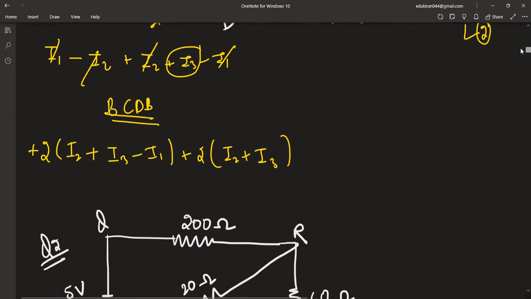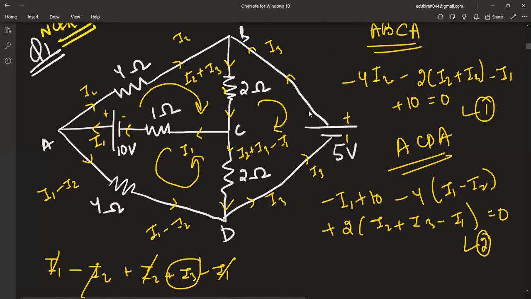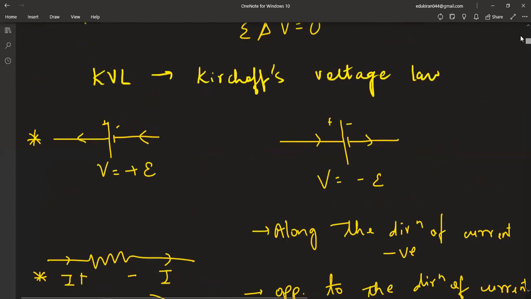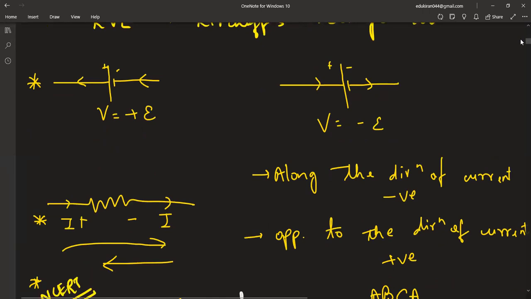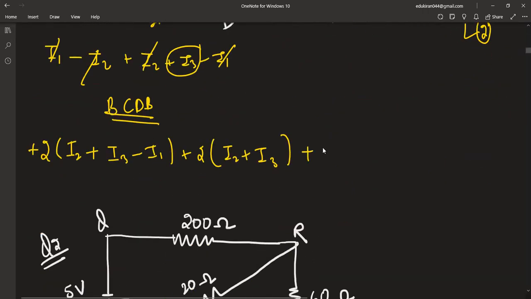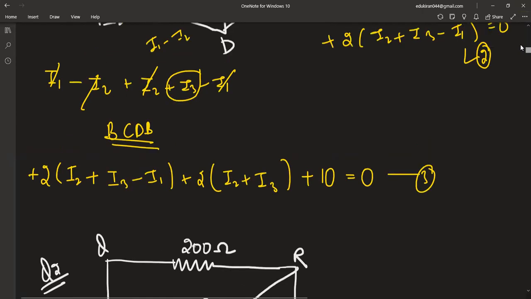Now, lastly, you have the cell. See, in the cell, current is moving out of the cell, right? What did we study? When the current is moving from the positive terminal, we write it as positive. Until now we haven't encountered this case anywhere in this circuit. This was the only case. So again, this will be positive. So plus 10 is equal to 0. 3 equations you have, 3 variables you have, that you can solve later. Note it down.